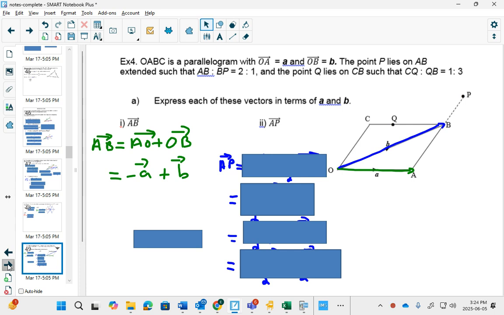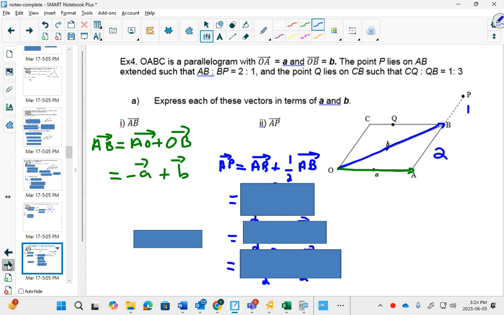But if I wanted to go from A to P now, I've got that ratio in place that AB to BP is 2 to 1, which means that this is 2 of a unit, that's 1 of a unit. I don't know what it could be. It could be 8 and 4, it could be 6 and 3, I don't know exactly, but the ratio 2 to 1 tells us A to B is twice as long as B to P. So we somehow have to use that to figure out A to P.